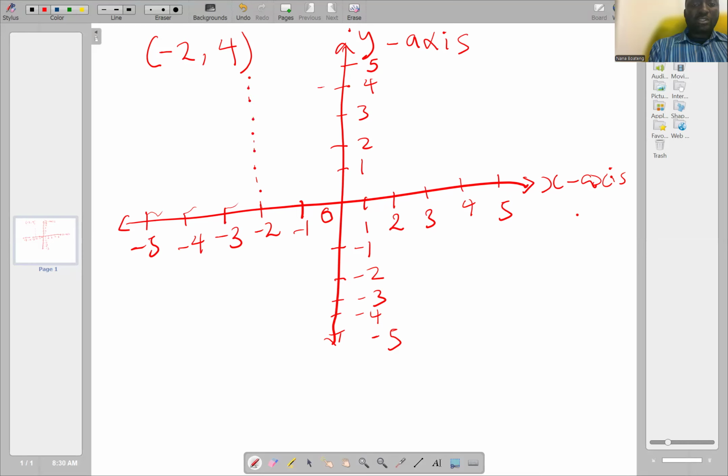Okay, so for the pair of points (-2, 4), we trace -2 on the x-axis and 4 on the y-axis. You see that the point of intersection of -2 on the x-axis and 4 on the y-axis is this point. So this is how we plot (-2, 4).